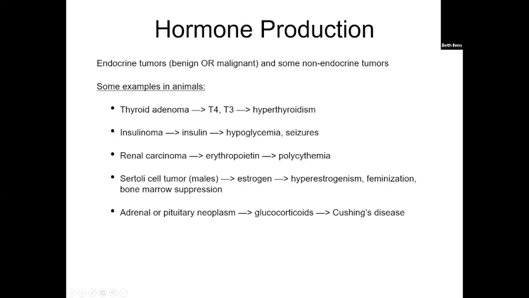Adrenal or pituitary neoplasm, these can produce, just read it. I give up. Cushing's happens. Any questions about hormones?